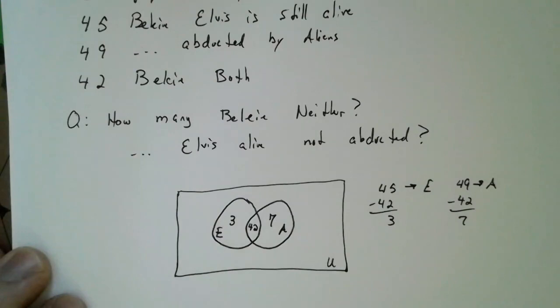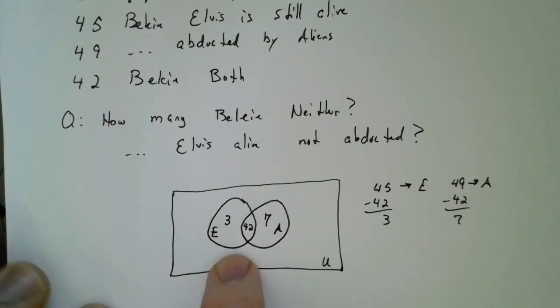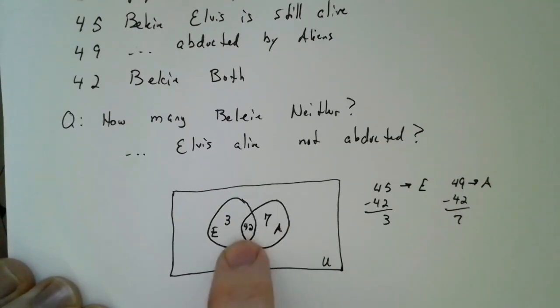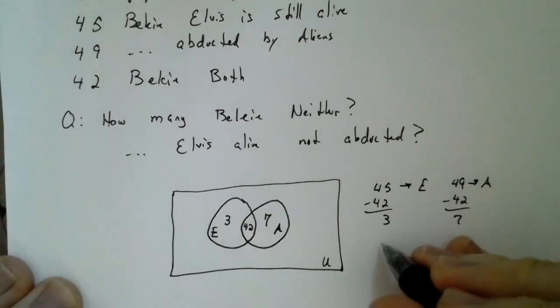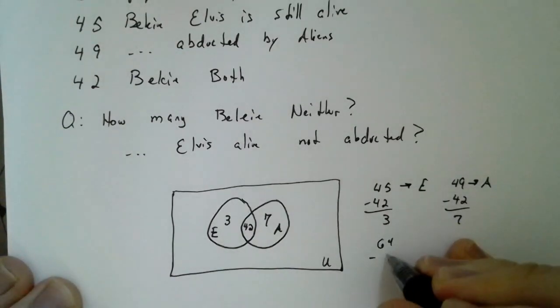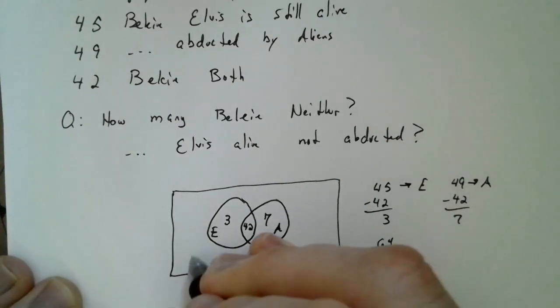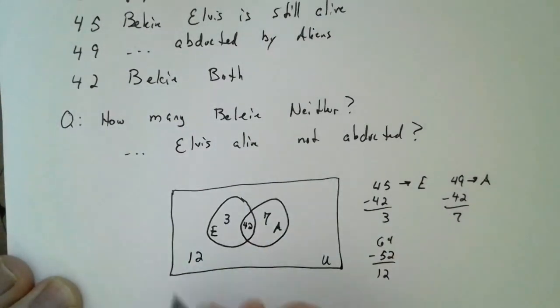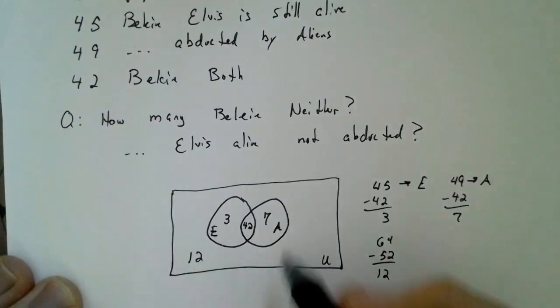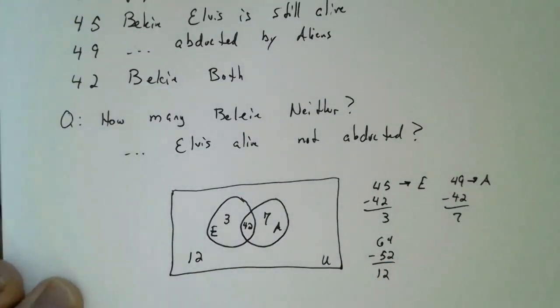Now we've got these 3 distinct regions here, so we're going to add them together. We already know 42 plus 7 is 49. And then we add 3 more and we get 52. Now there's 64 total people. So if we take 64 minus the 52 people we've already accounted for, we find that there are 12 people in this space where they were surveyed, but they didn't believe in either one.